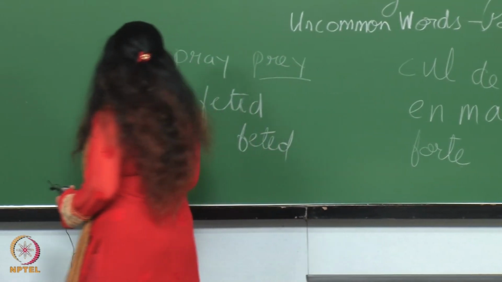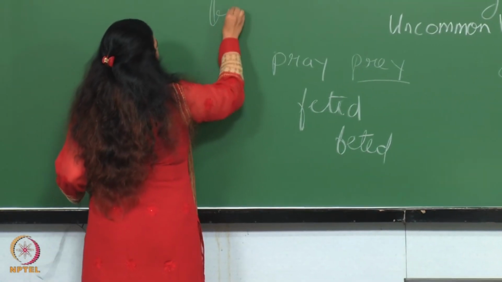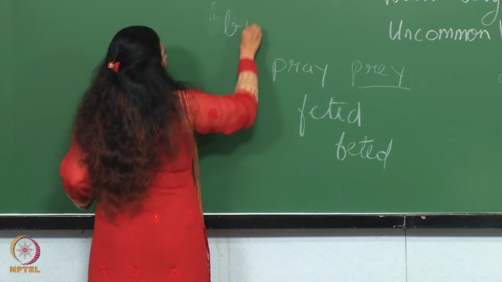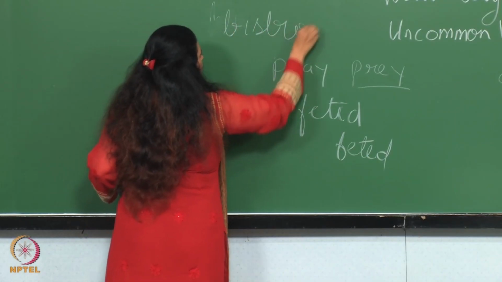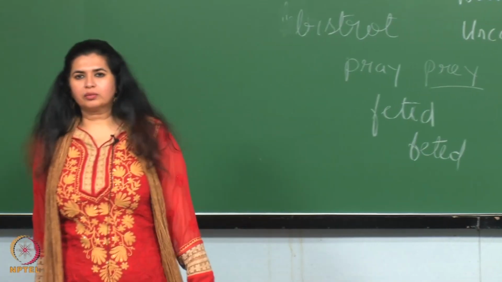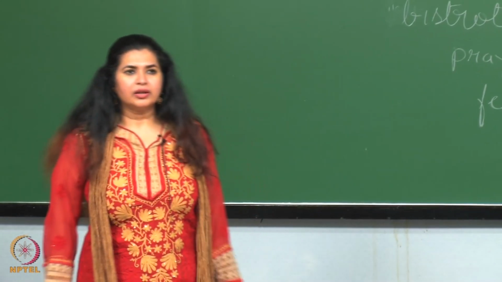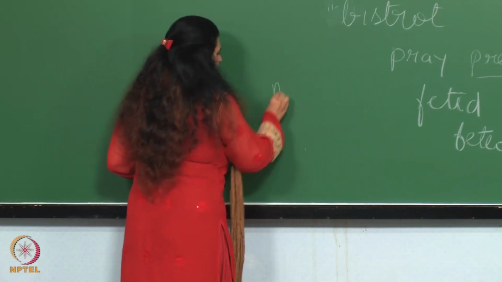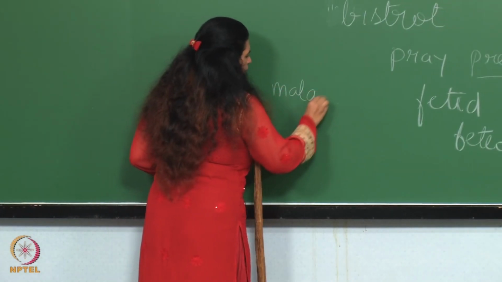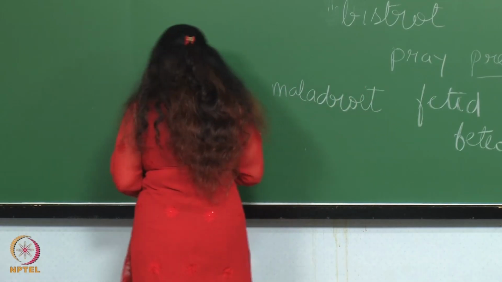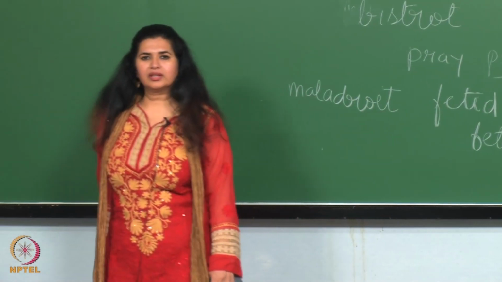You have another word, bistro. Bistro is a small cafe. French, bistro, a small bar or cafe. You have another word, maladroit. Adroitly means skillfully. Maladroit is clumsy.